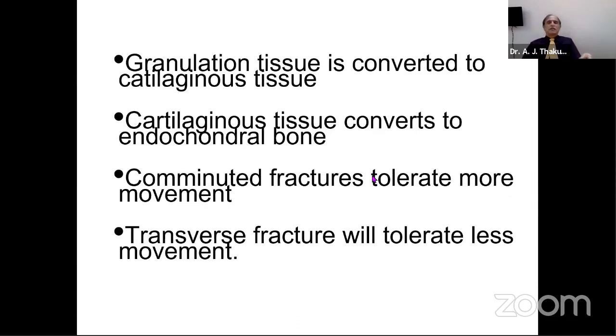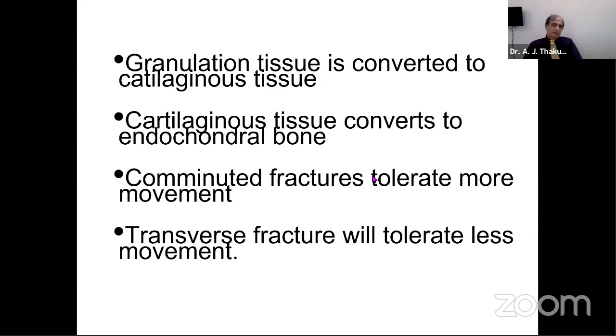After the hematoma, the granulation tissue forms. It becomes a little solid and then the cartilage tissue forms there. As time goes on, the cartilage changes to endochondral bone, and then the endochondral process goes on to lay down hydroxyapatite crystals and will make bone and become solidified, which is a standard procedure that we all know.